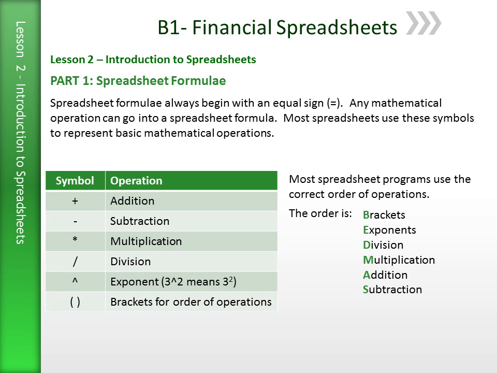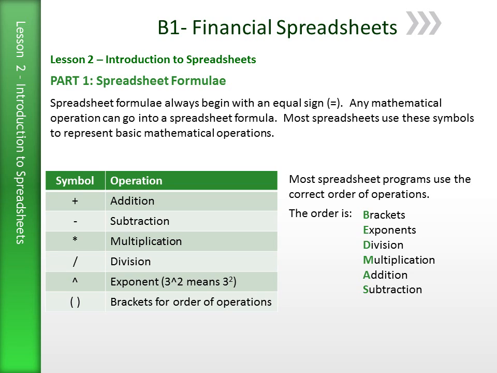Most spreadsheets use these symbols to represent basic mathematical operations. The operations for addition would be the plus sign, a dash for subtraction, the asterisk for multiplication, the slash for division, a caret, which is just above the 6 on the keyboard, for exponents, and the brackets to help with the order of operations.